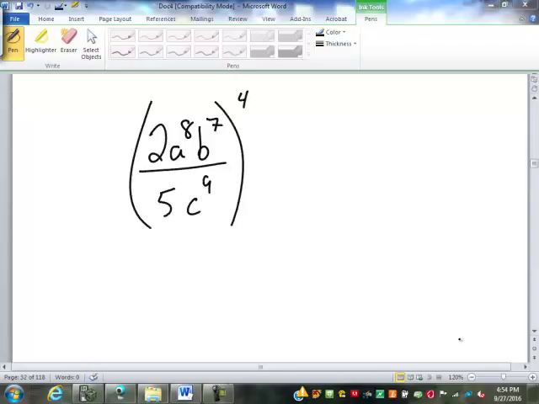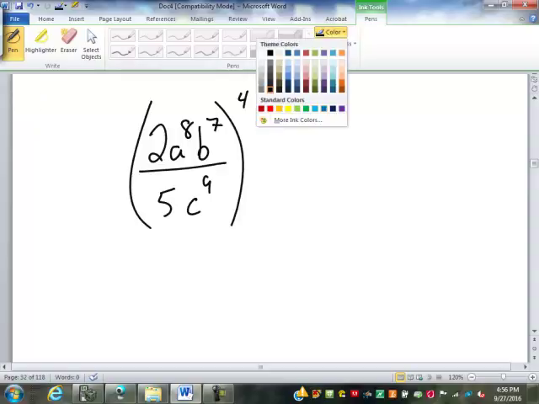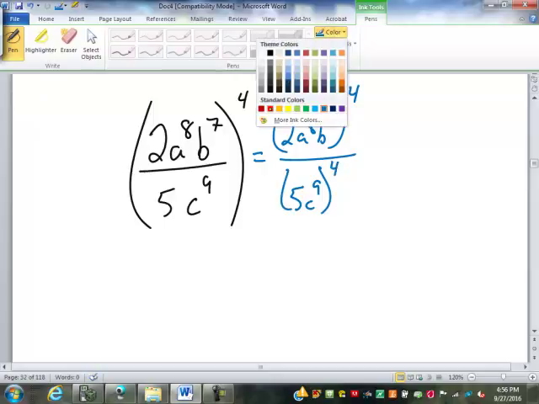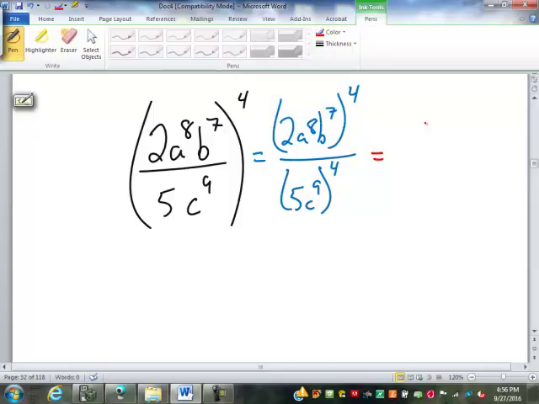Try that one in your notes. So again, we split this up, so it's 2a to the 8th b to the 7th, to the 4th power, over 5c to the 9th to the 4th power. On top, what's 2 to the 4th power? 16. a to the 32nd, b to the 28th. On bottom, 5 to the 4th power. 625, and c to the 36. What do you guys think? Not bad?